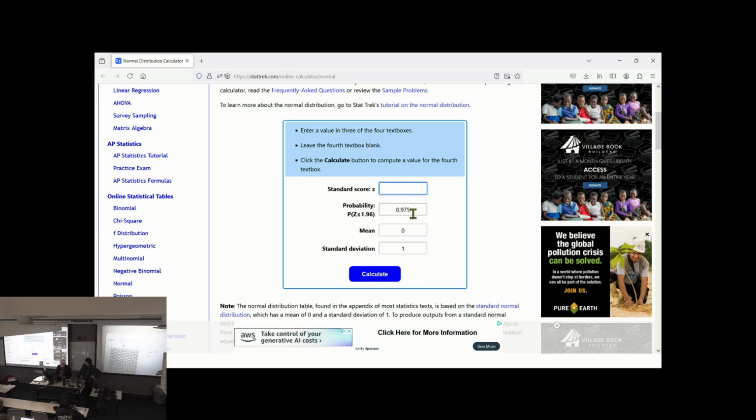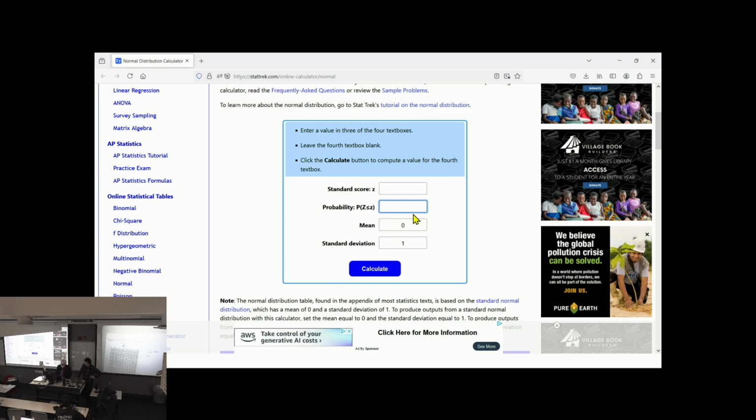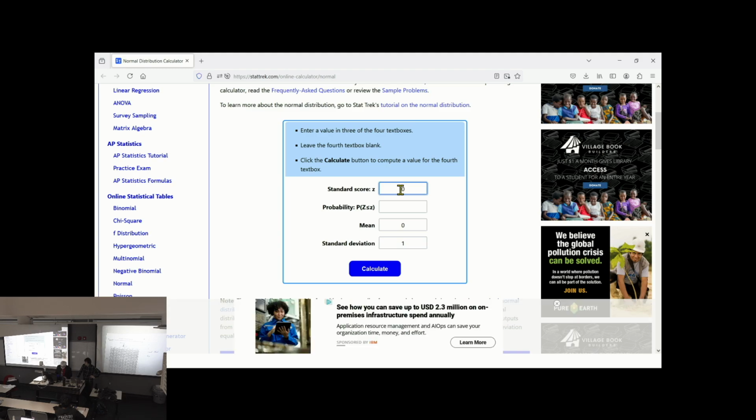Similarly, we could have picked a probability. What's the Z value that gives us, for example, 80% in the lower tail? In other words, a cumulative probability of 0.80. Wait, is that a probability or a value? Oh, that's the standard score. I wanted to give a probability. There, 0.80 in the probability box. What gives us 80% cumulative probability is 0.84162.